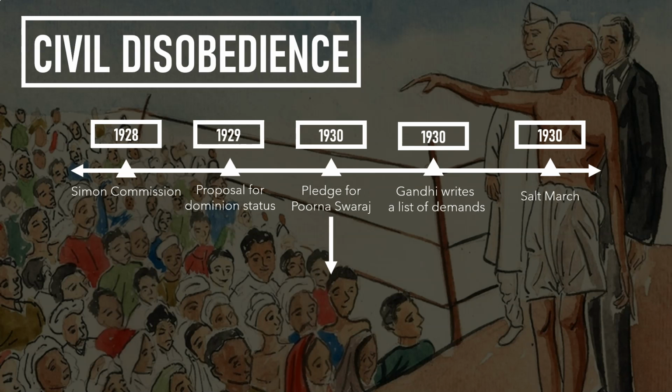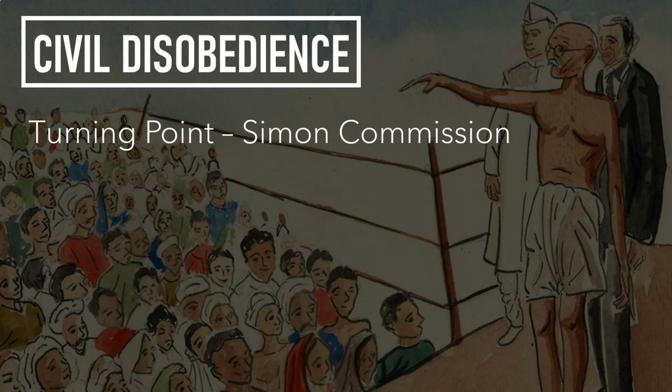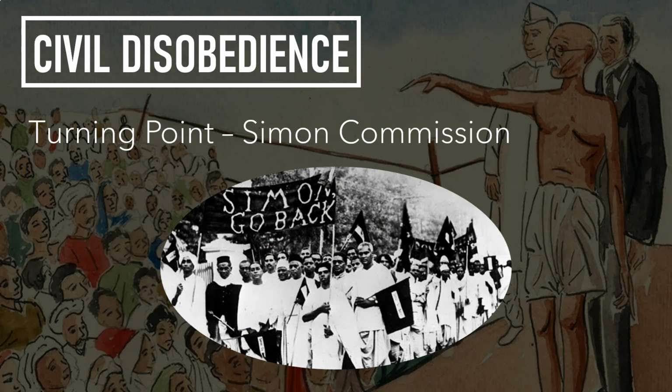And since all of these events took place in 1930, the specific month, the pledge for Purna Swaraj, or the unofficial Independence Day, was on January 26, 1930. Gandhi wrote his list of demands in March of 1930, and the Salt March began on March 12th of 1930. So the turning point of this civil disobedience movement was obviously the Simon Commission. And as you can see in this visual, people hoisted flags and chanted, "Simon, go back."